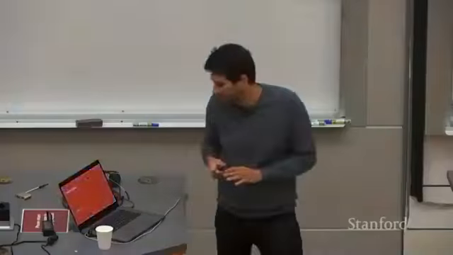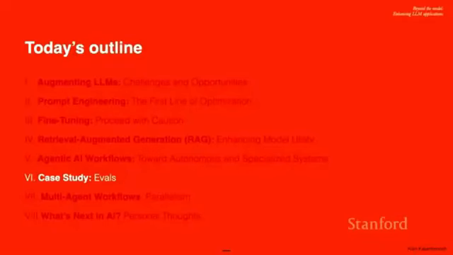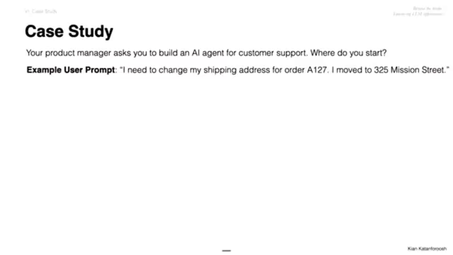Super. So let's move forward and do a case study with evals, and then we're almost done for today. Let's say your product manager asks you to build an AI agent for customer support. Okay? Where do you start? And here is an example of the user prompt. I need to change my shipping address for order, blah, blah, blah. I moved to a new address.